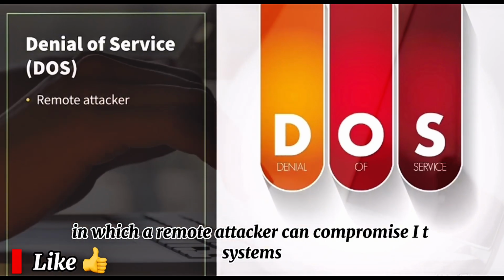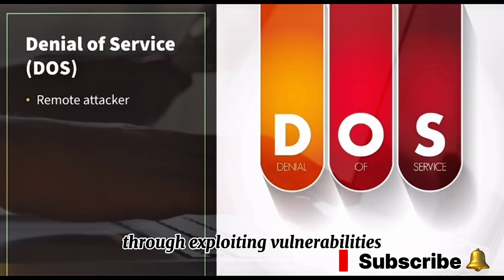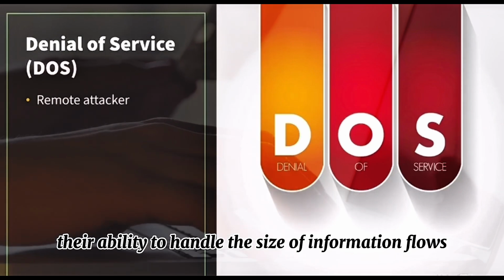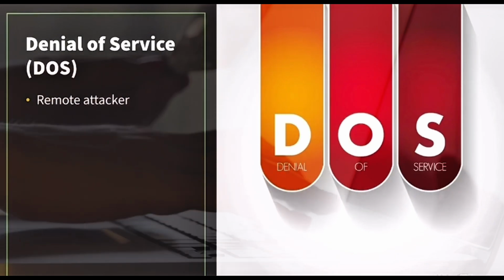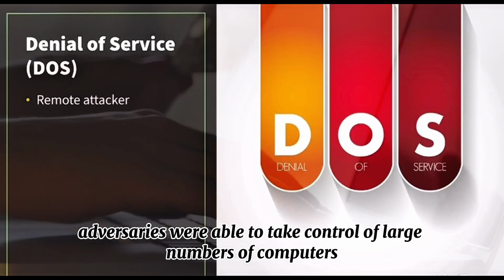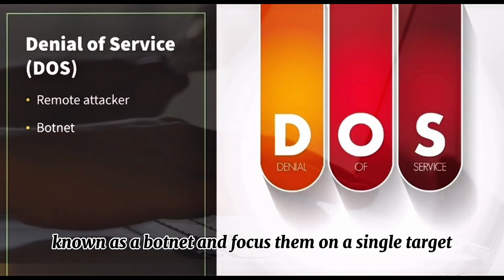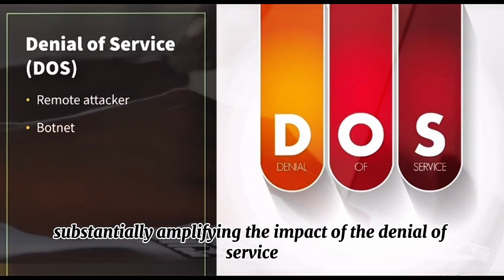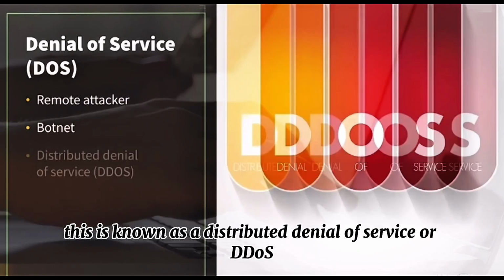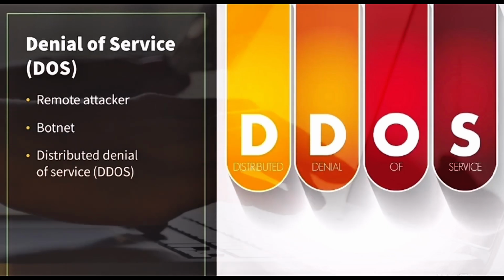As dependence upon IT systems grew, another security threat to emerge was the denial of service attack, in which a remote attacker can compromise IT systems through exploiting vulnerabilities or through overwhelming their ability to handle the size of information flows. As the internet grew, adversaries were able to take control of large numbers of computers, known as a botnet, and focus them on a single target, substantially amplifying the impact of the denial of service. This is known as a distributed denial of service, or DDoS.